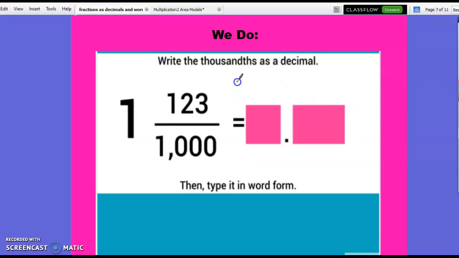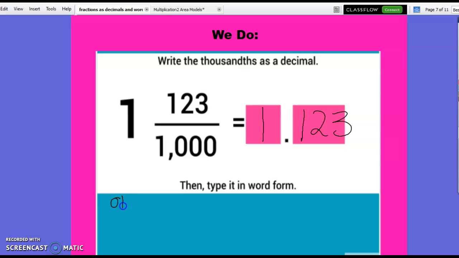Now here's a we do. So you're going to write the thousandths as a decimal. It reads exactly the same. If you read the fraction, you have one whole, and you have 123 out of 1,000. So we're going to write that in decimal form, which is your standard form. So you have 1 before the decimal, and then you have 123 thousandths. Then you're going to do the same thing in word form. So this is a we do. Practice writing these in your notes.